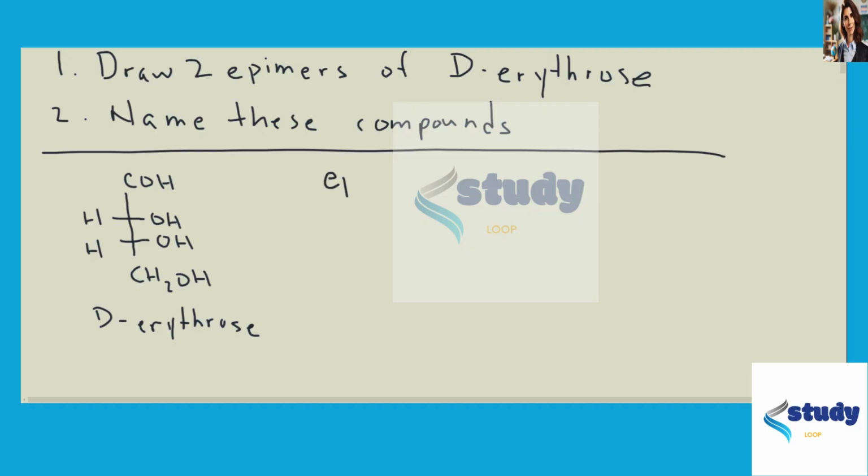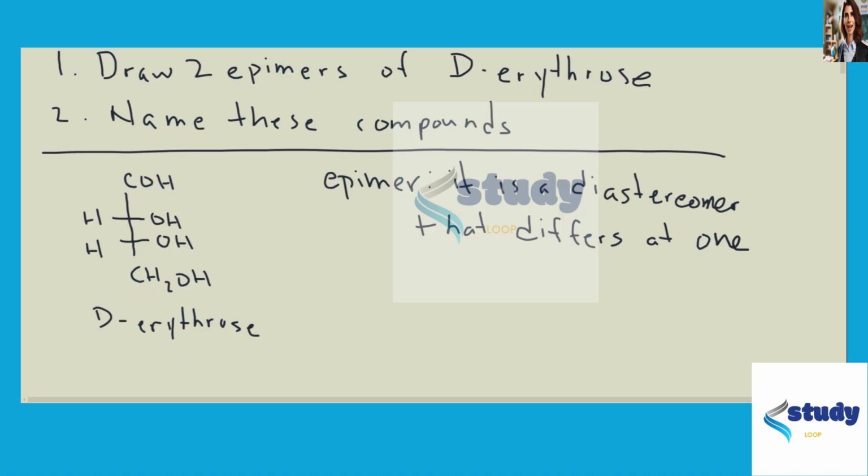And if you think back to what an epimer is, it is a diastereomer that differs at one chiral center. So what does this mean?